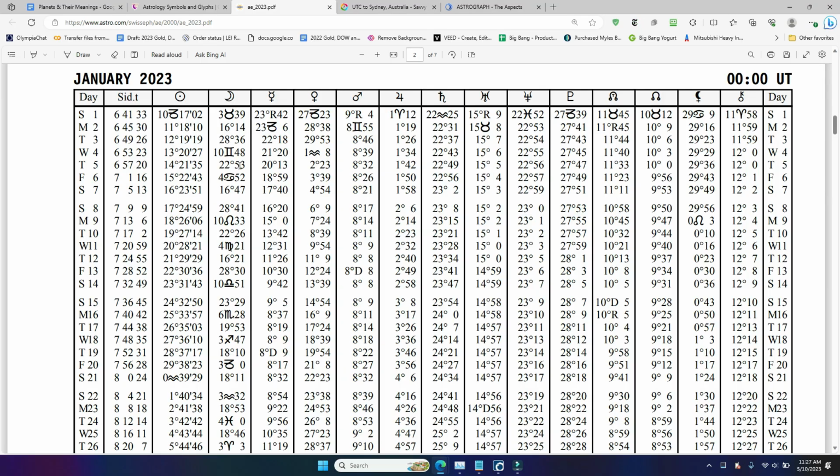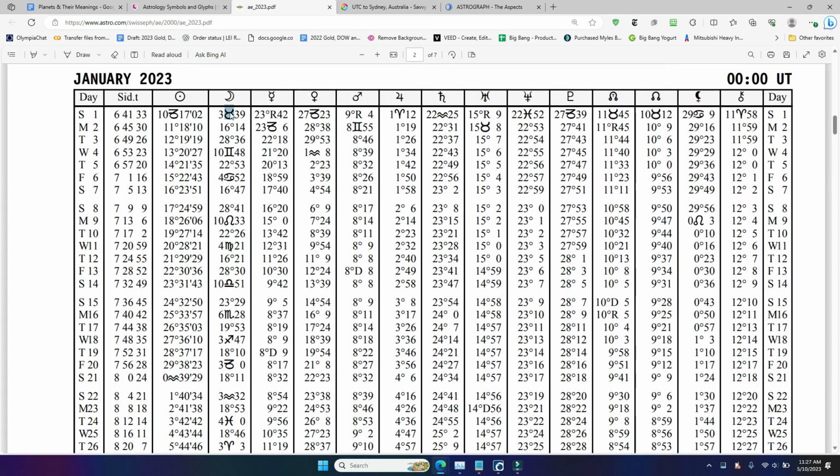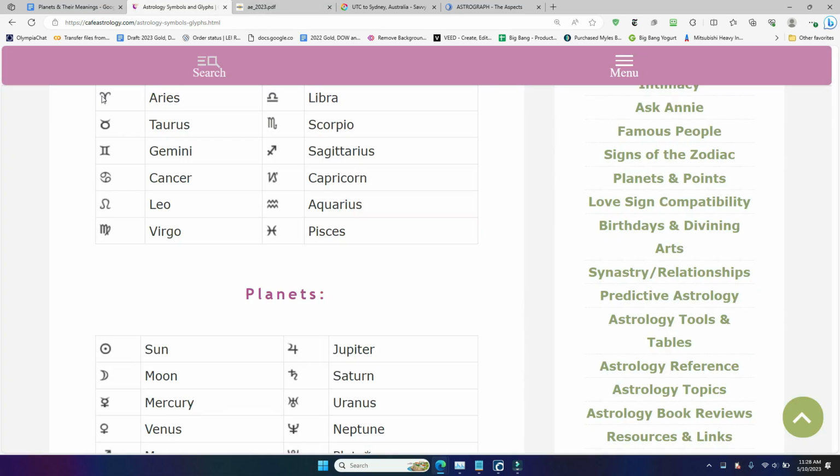Now, inside this, we have the sun and we have a sign. We have the moon and we have a sign. So you can see as the moon changes signs, you can see when Mercury or Mars or Venus changes signs, or Jupiter. You can see, for example, here, Jupiter is in 1 Aries. So if we go back here, we'll see this as the sign for Aries.